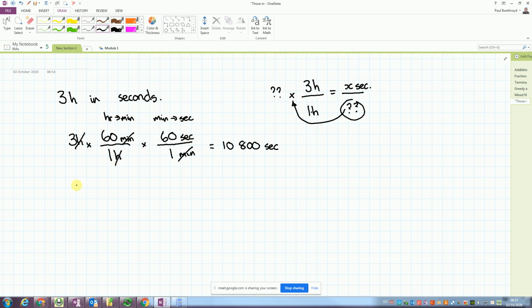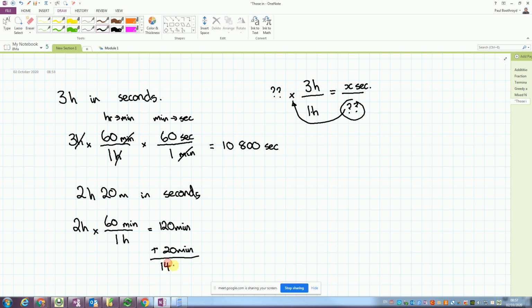Let's try 2 hours 20 minutes in seconds. Okay, you can do it in two ways. You could convert the 2 hours to minutes. So do my conversion. I want to cancel the hours on the bottom and get minutes out of it. And that gives me 2 hours, 1 hour is 60 minutes. Multiply through gives me 120 minutes. Add to that the 20 minutes I've already got, and I get 140 minutes.